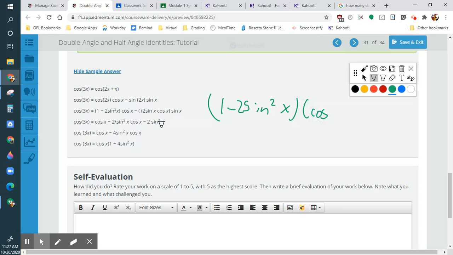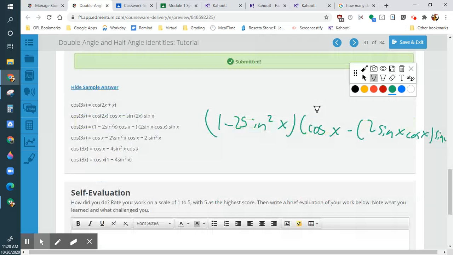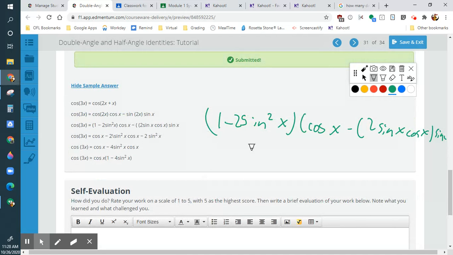So cosine x minus, I'll put the single parentheses so I don't mess this up like they did. Sine x, cosine x, sine x. Ah, no. I always hate when I do that. I start all big and I'm like, I don't have enough room, and I make it all tiny again.